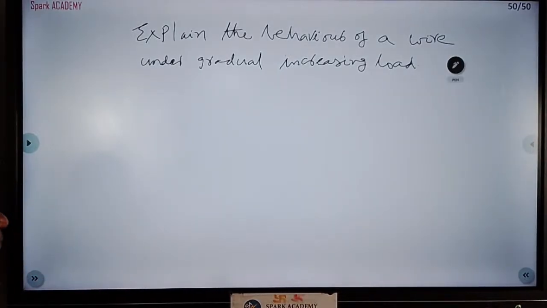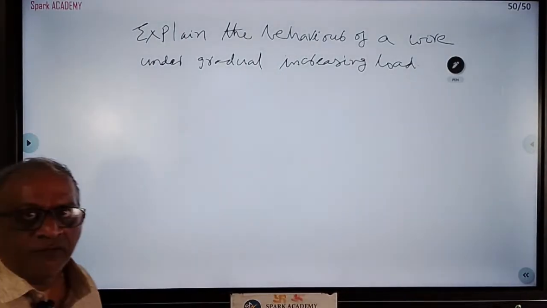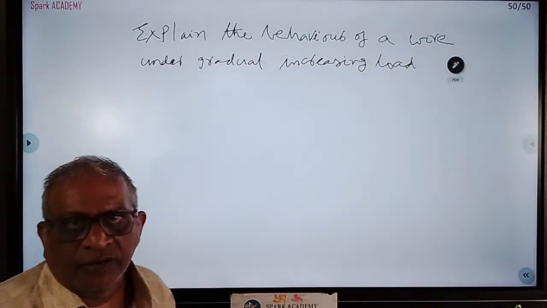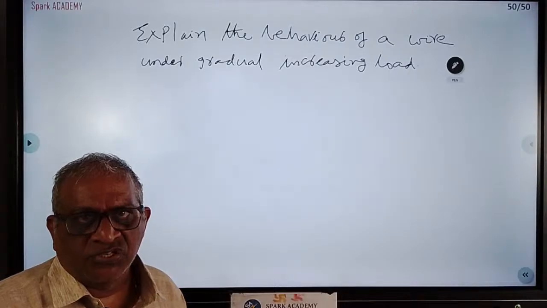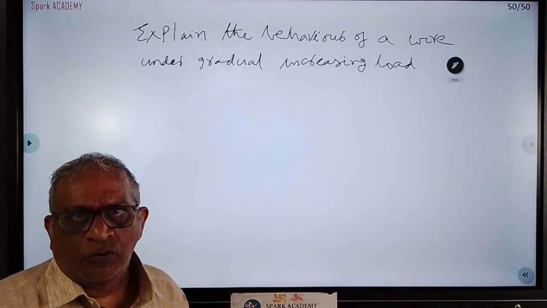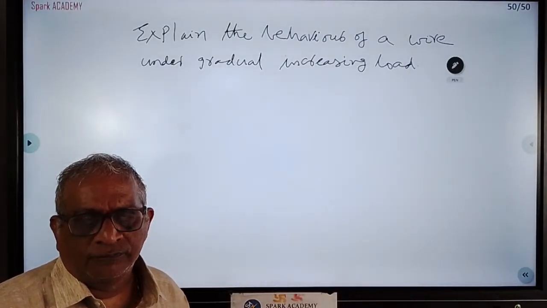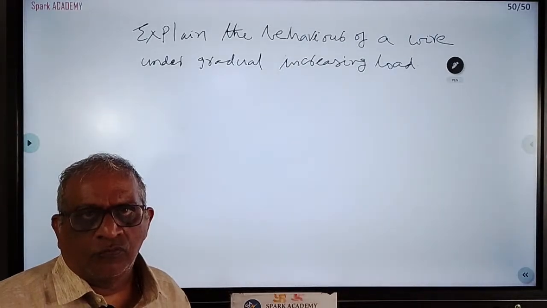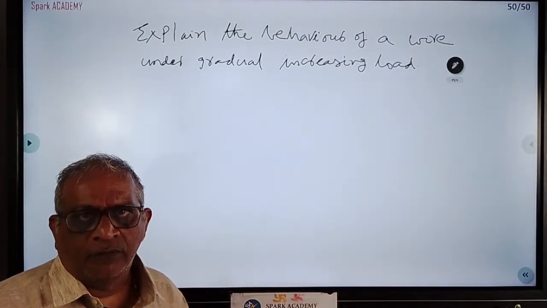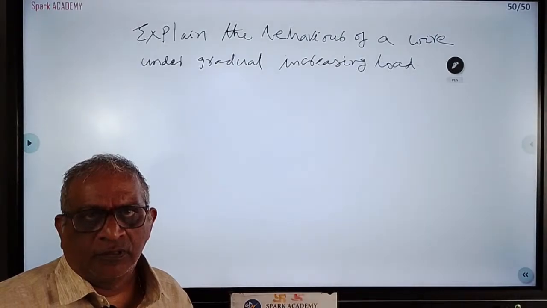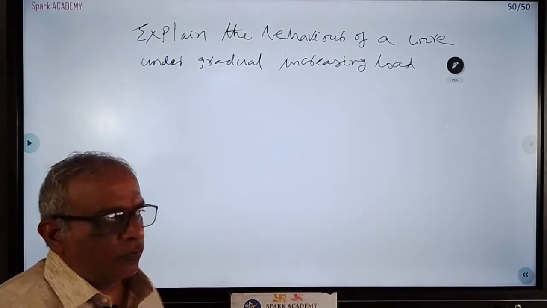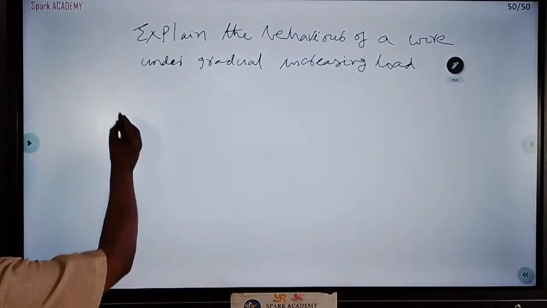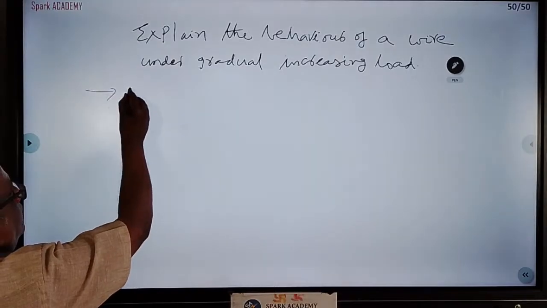So generally, wires are elastic in nature. Whenever it follows Hooke's law, stress versus strain. What is stress? Force by area, or load by area. What is strain? Longitudinal strain means change in length by original length. So stress versus strain.